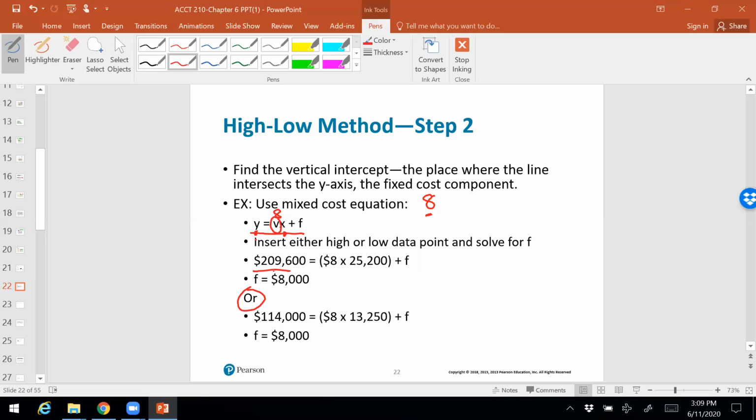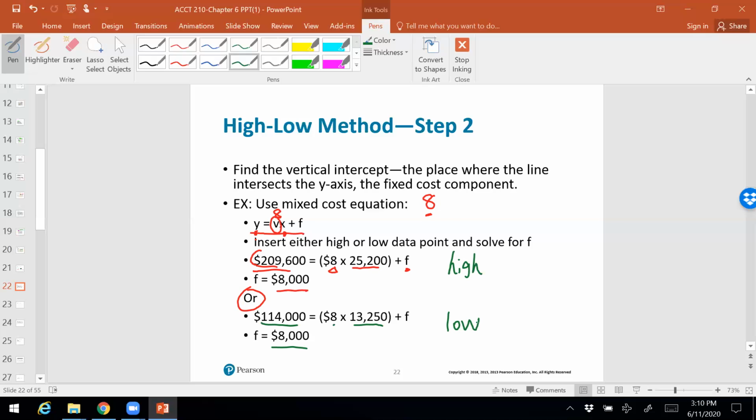So now if we use high y, this is the high y equals high x times the 8 plus the fixed cost, then you get the fixed cost is 8,000. Or you use the low y equals 8 times the low x plus fixed cost, then you will also get the fixed cost is 8,000. So we can either use the high point or the low point. Either one is fine. So from there, we can get our fixed cost is 8,000.